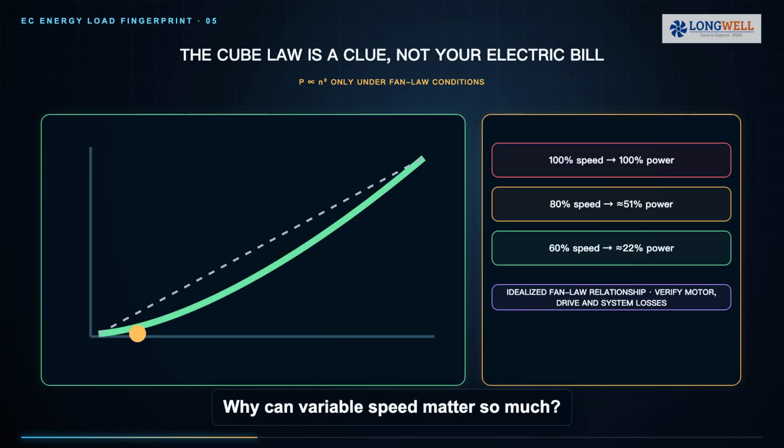Why can variable speed matter so much? Under fan law conditions, flow follows speed, pressure follows speed squared, and power approximately follows speed cubed. 80% speed therefore suggests about 51% idealized power. But motor, drive, and system losses prevent that shortcut from becoming an invoice prediction.